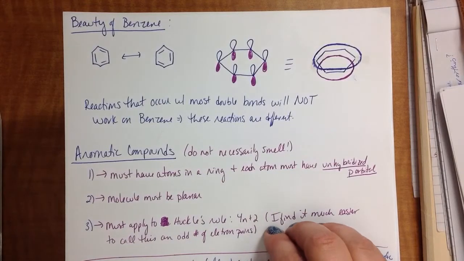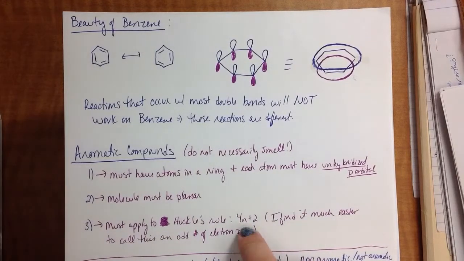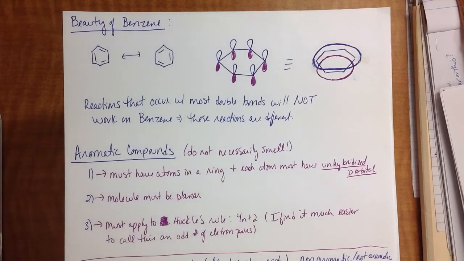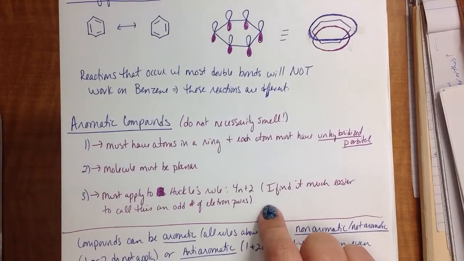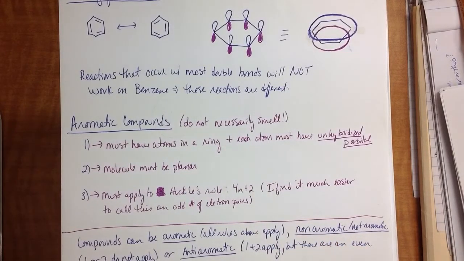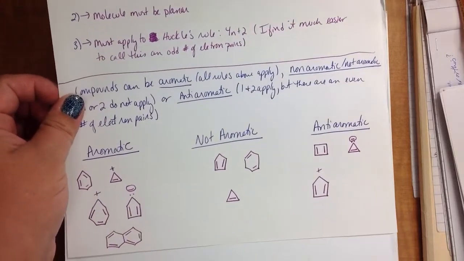If you can find that there are an odd number of electron pairs that count, and we'll talk about what that means in just a minute, then it applies to Huckel's rule, and therefore it can be aromatic, okay? Now, if we find instead that we have an even number of electron pairs, that's the opposite. That's actually something that's even higher in energy and not lower in energy. So since that's higher in energy, that's something that we really try to avoid. So let's look at some examples here.